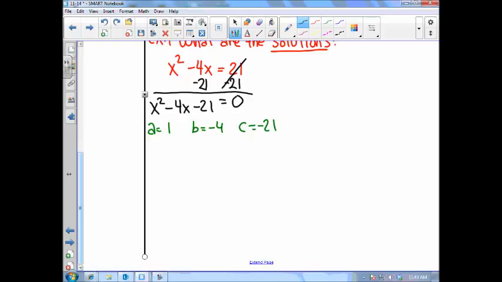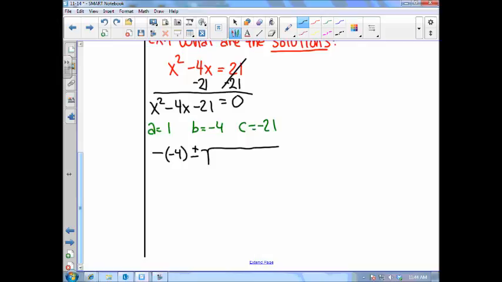It's negative B. So we have a negative B, but our B is negative 4. So it's negative 4. Right? It's negative B, which means it's negative 4. What comes after negative B? Plus or minus what? Square root. Now what comes next?